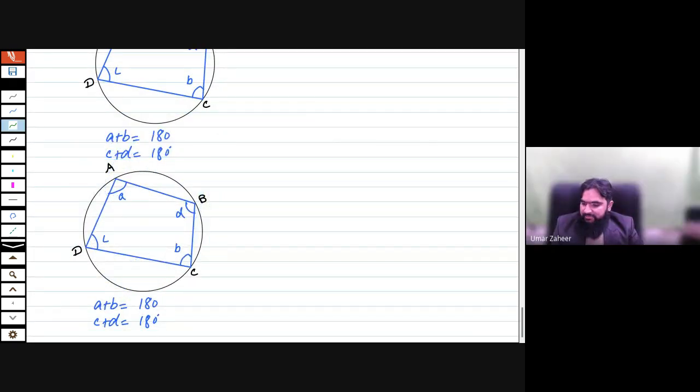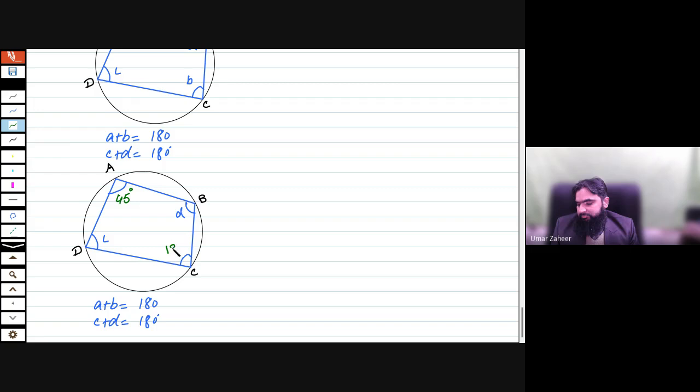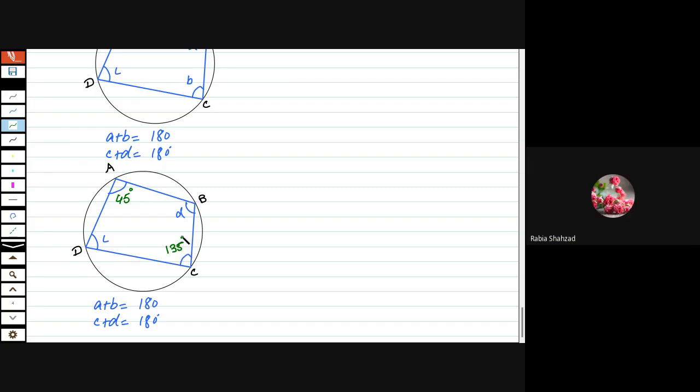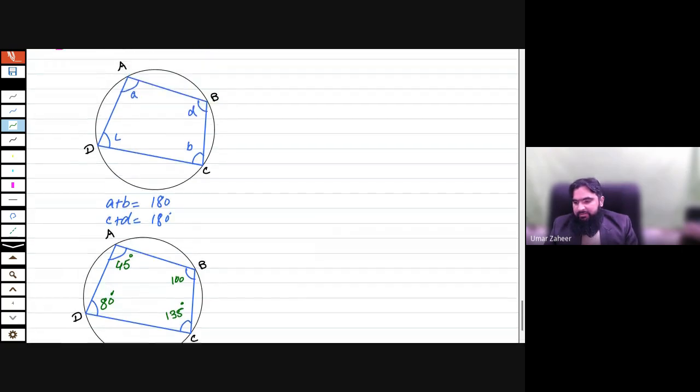For example, Rabia, if I say this angle is equal to 45 degrees, what will be this angle? It will be 180 minus 45, that will be 135 degrees. Yes, Safa, if this angle is going to be 80 degrees, what will be this angle? That will be 180 minus 80, that will be 100 degrees.